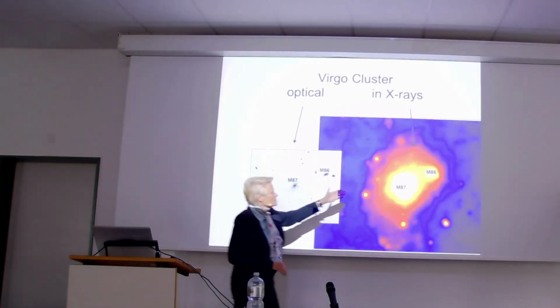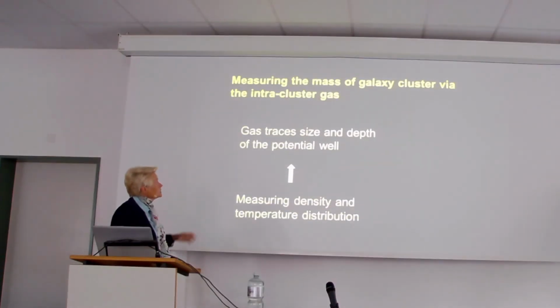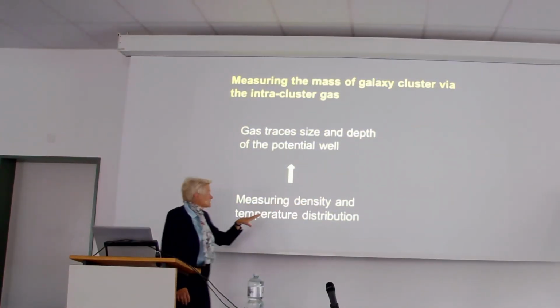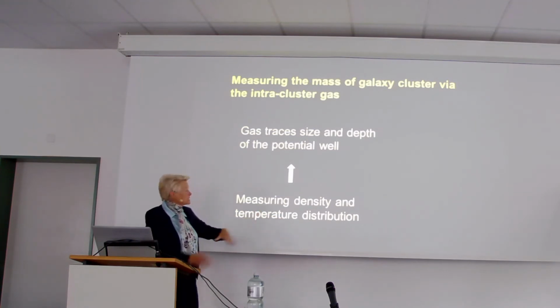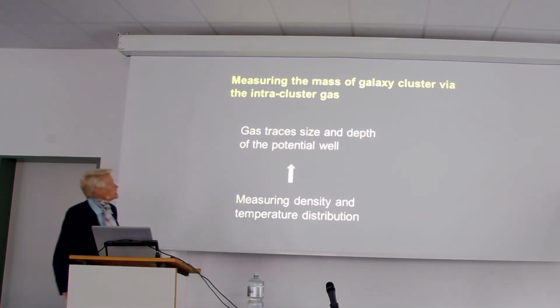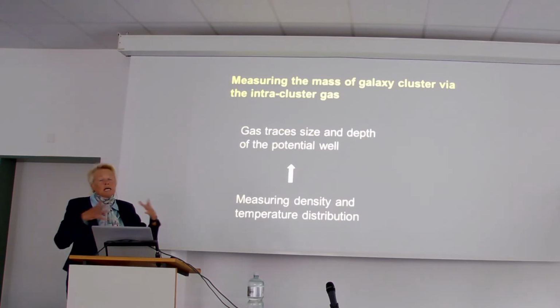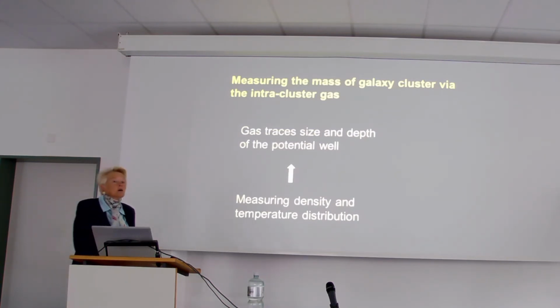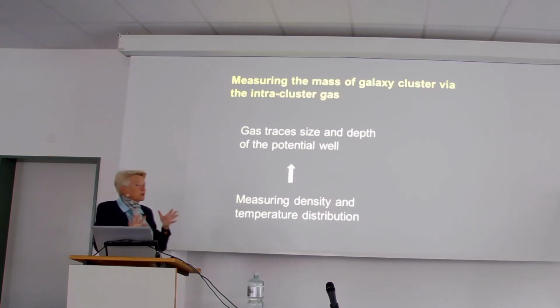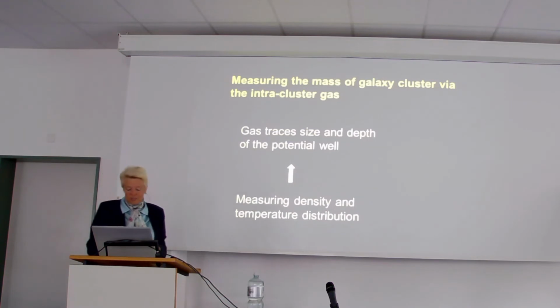And now you can use this also to infer the mass of such a galaxy cluster. You can measure the density of the gas. You can measure the temperature of the gas and all the distributions. And from that, you can say what the size of this potential well is, what the depth of the potential well is, and this tells you the mass of such a galaxy cluster. Okay, this was the second method. So we do a completely different measurement. In the first one, we measure the velocities of galaxies. Here we do X-ray observations of the gas.